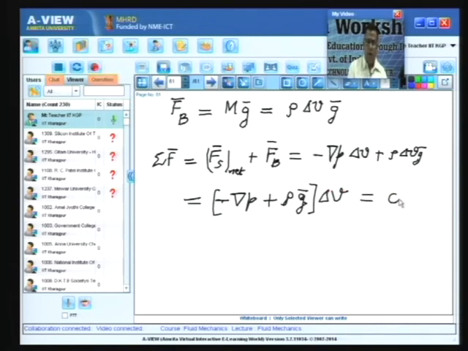So, this must be equal to the 0 vector, and this holds for all arbitrary delta V's. We can divide by delta V, and we have this relation then that minus grad P plus rho g equal to 0. Now, you can give a physical interpretation. The first term is the net pressure force per unit volume on the fluid particle, and this is the net body force per unit volume in the fluid particle. So, this holds at each and every point. So, this you can also write as grad P is equal to rho g.